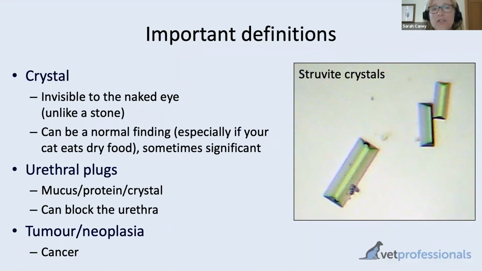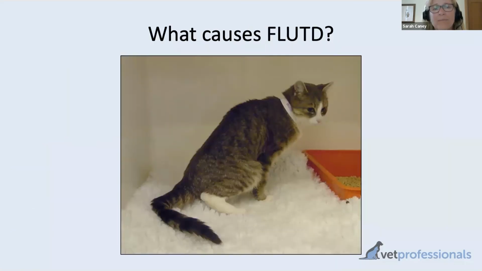And lastly, just to complete the definitions, a reminder that what I may call a tumour or a neoplasm, or refer to as neoplasia, is all in terms of cancer. So cancer diagnosis and management, which obviously we hope we don't see too much. And actually it's not that common in terms of urinary tract disease in cats.